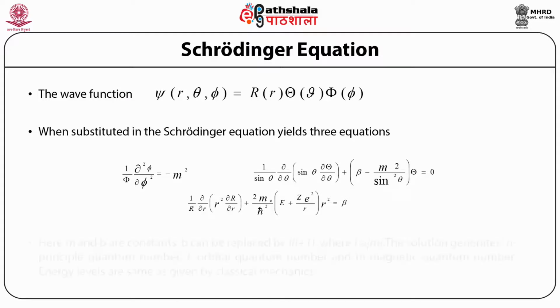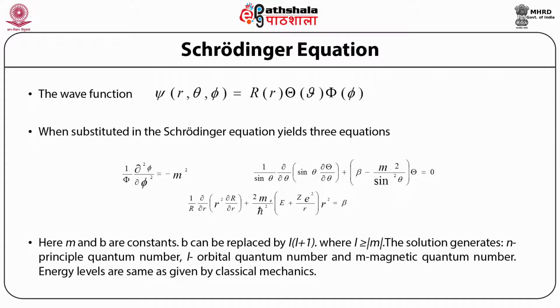So m and beta are constants, but beta can be replaced by L into L plus 1, where L is always greater than or equal to the absolute value of m. And the solution generates three numbers: n, the principal quantum number, L, the orbital quantum number, and m, the magnetic quantum number. The most important thing is that the solution of the Schrödinger equation in the case of the hydrogen atom gives the same energy levels as given by classical mechanics.